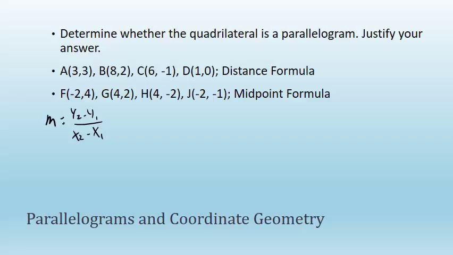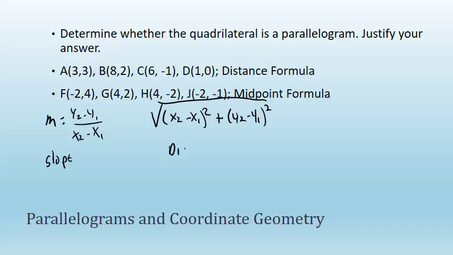Now, a second test is if both pairs of opposite sides are congruent. In other words, do they have the same measure? And so when we're on a coordinate plane, we have the distance formula. The distance formula is the square root of x2 minus x1 squared plus y2 minus y1 squared. So here's slope, here's the distance formula.